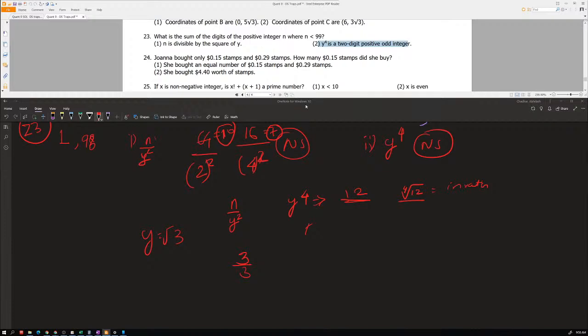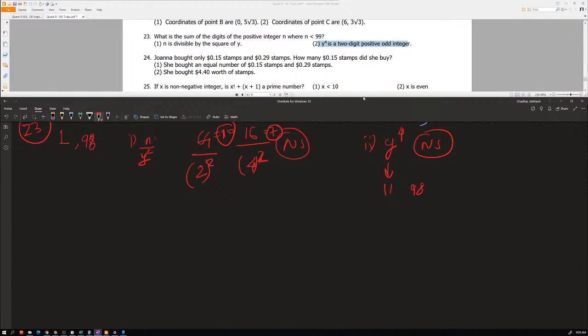Now since we are combining them, we can take one approach where we want some value from here so that we can determine the y, and once we determine the y we can determine the n, and we can take the sum of the digits of n. So let's see, y power 4 could be anything. It's not given that y power 4 is an integer, so y power 4 could be any two digit positive integer. It could be 11 or it could be 98, right? It is two digit and it is positive.